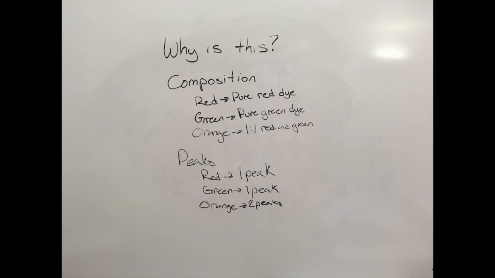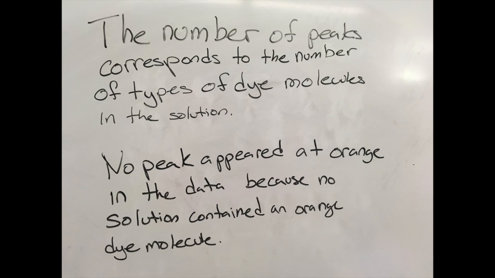To understand why this is, we compared the solutions. We noticed that the number of peaks corresponds to the number of types of dye molecules in the solution. This explains why no peak appeared at orange. No solution contained an orange dye molecule. All solutions only had red and or green dye, so only 2 peaks appeared.